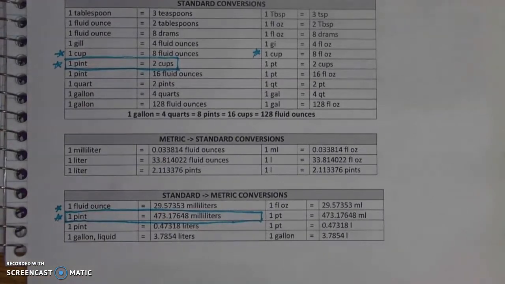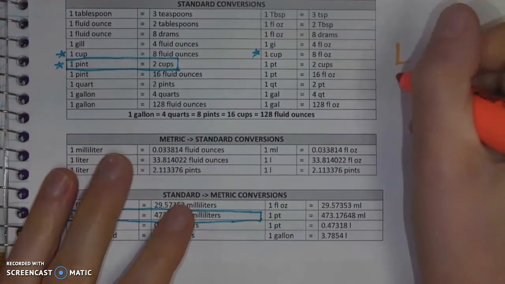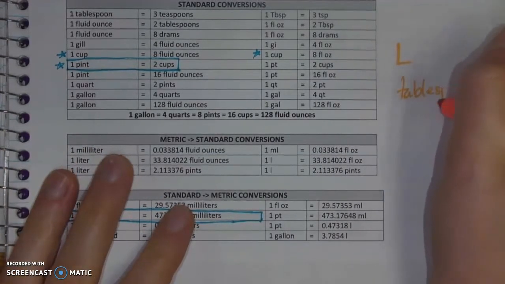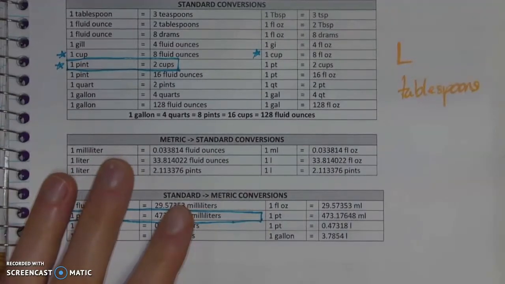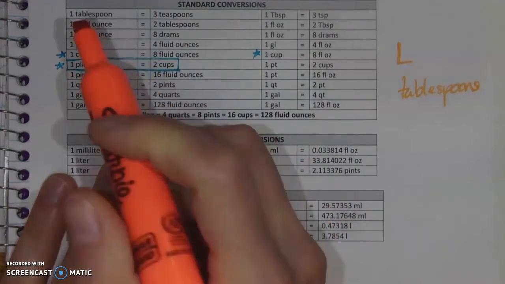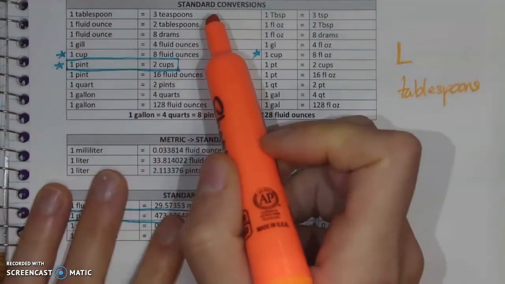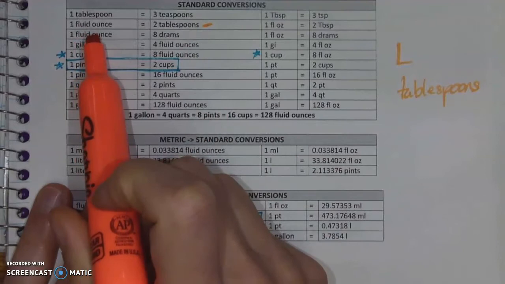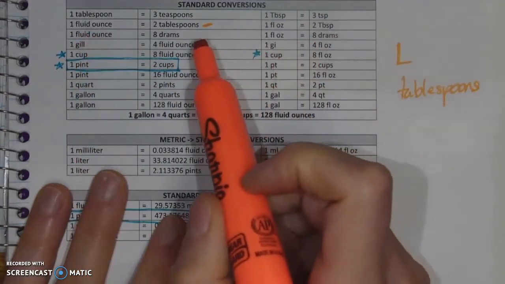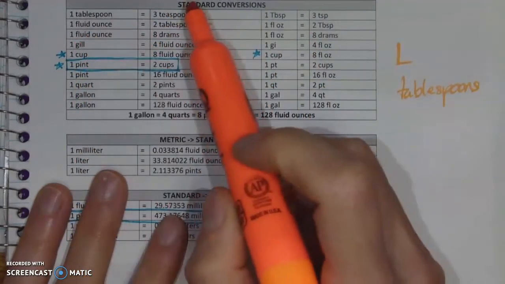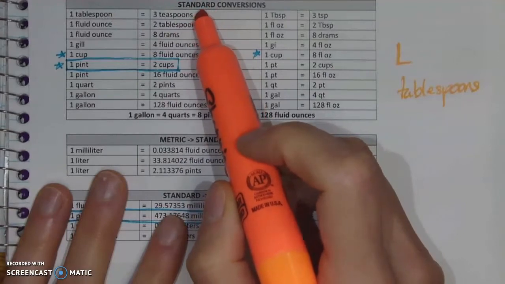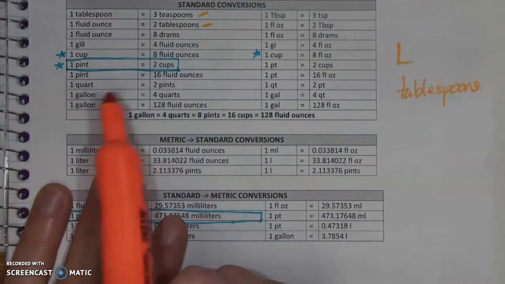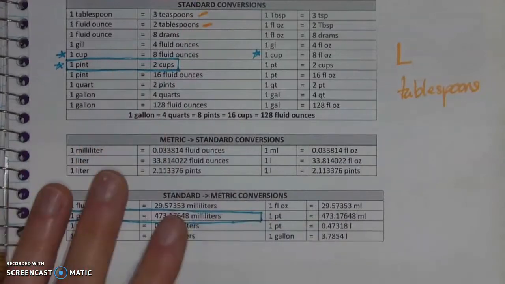And I'm just going to track a few things between what I want, liters and tablespoons. So I want to find a conversion between those two things. Well, if I look up here, I have several things with tablespoons. I have one here that goes into fluid ounces. I have, let's see, a tablespoon that goes into teaspoons. That doesn't seem like it will be super helpful, but hey, you never really know. And I think that's it.